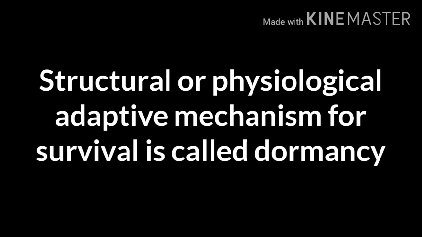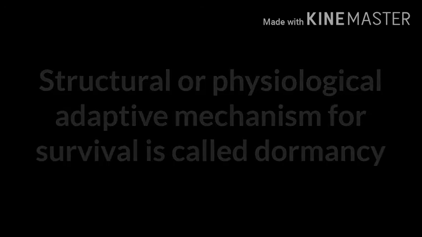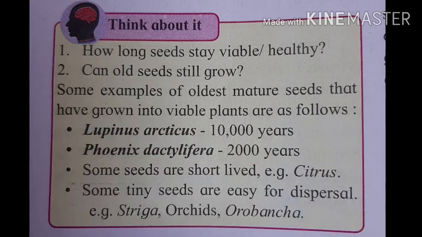Mature and viable seeds will not germinate even in the presence of favorable conditions, and they are dispersed to different places during dormancy. Viable seeds germinate only after completion of the dormancy period. Here in this box you can observe different examples. You can read the different examples.